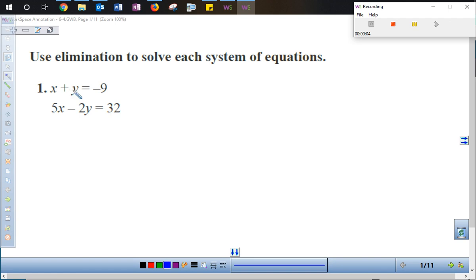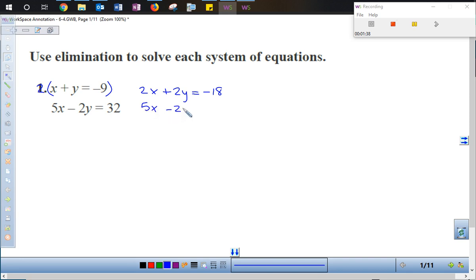So if I were to look at this, thinking about multiplication, could I easily turn a 1 into a 2? Yes, I could. I could multiply it by 2. So I'm going to multiply this top equation by 2, and my new equation is going to be 2x plus 2y equals negative 18. Then I can bring my bottom equation straight over. 5x minus 2y equals 32. Now I can add my two equations together and see what I get.